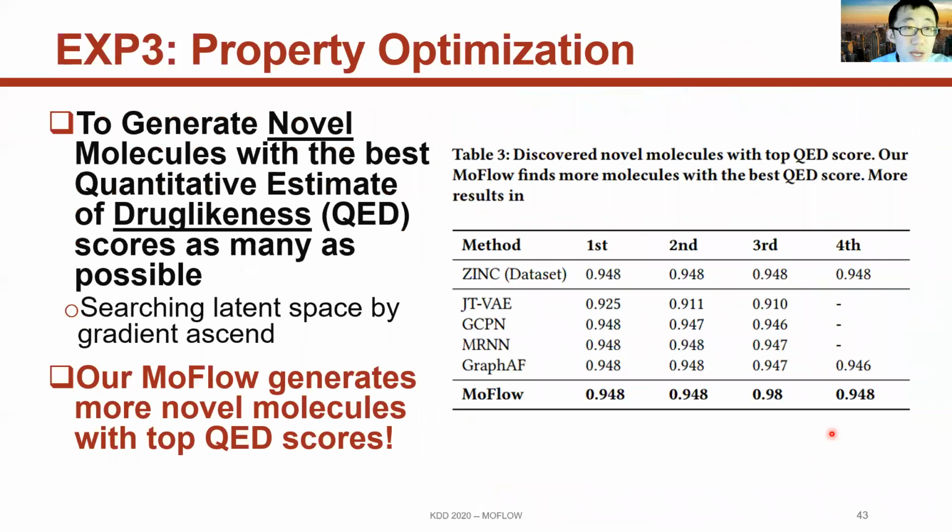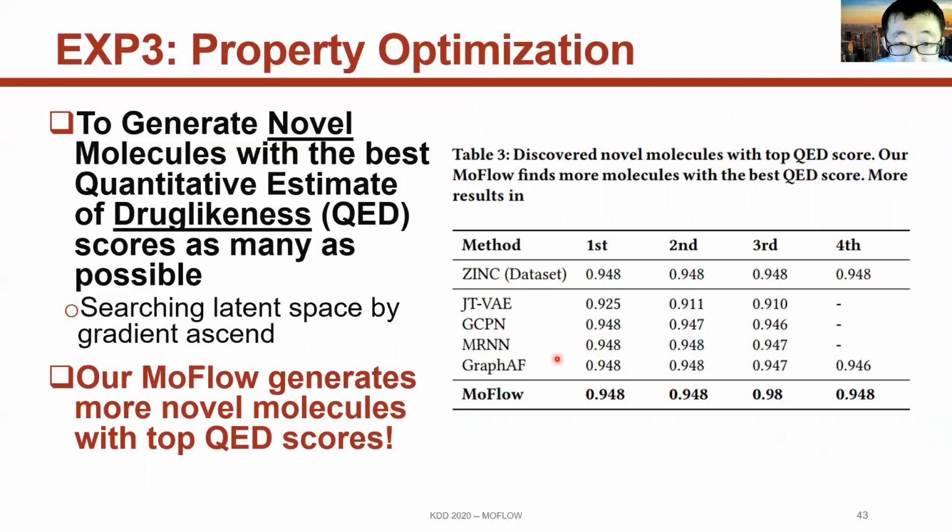The third experiment is property optimization, which means to generate novel molecules with the best quantitative estimate of drug-likeness scores, QED scores, as many as possible. We search the latent space by gradient ascent and try to generate the best molecules, and report the best molecules with the top QED scores.